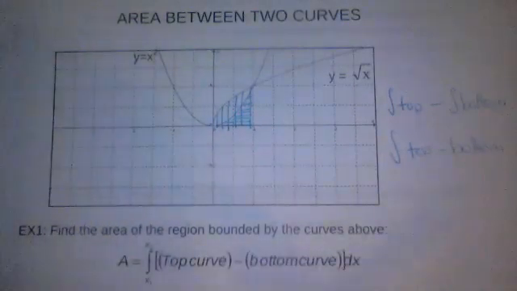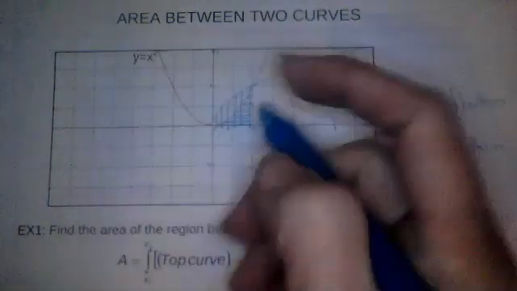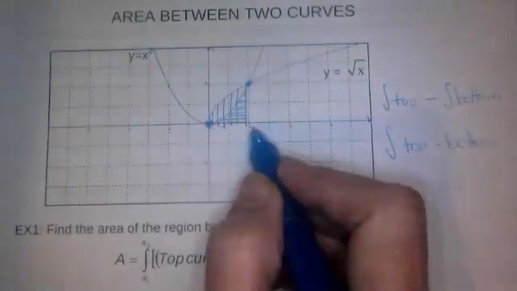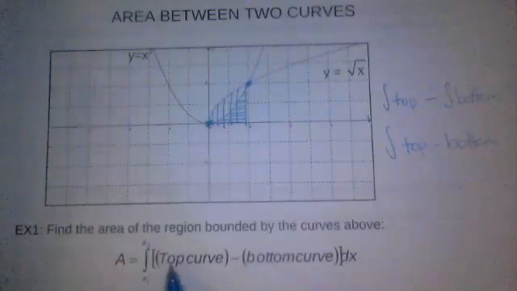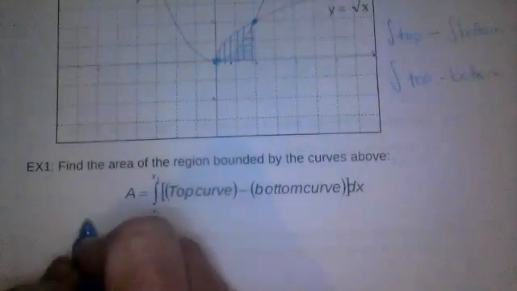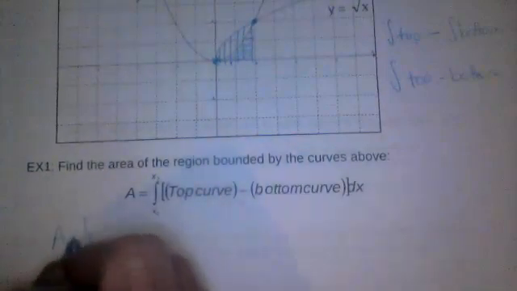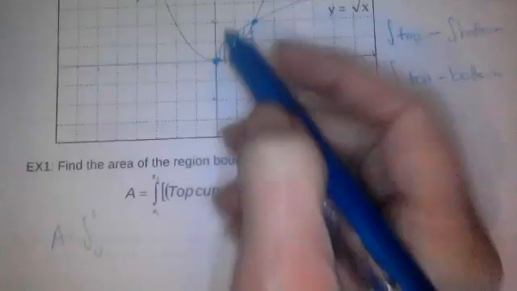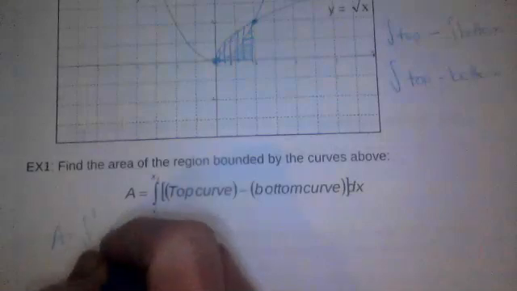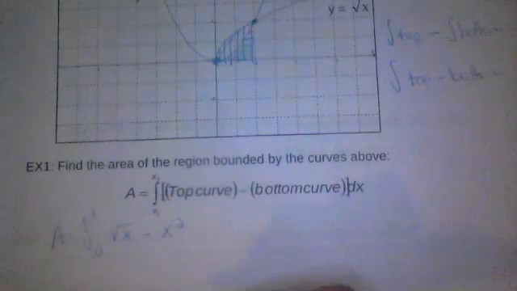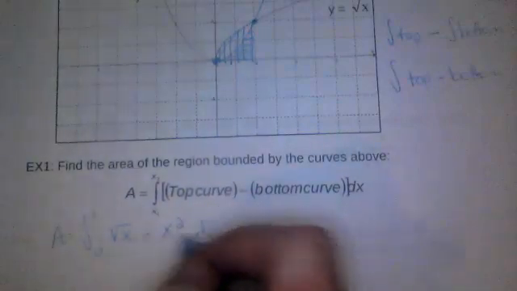To find the area of the region bounded by these two curves, we just take the integral of the intersection, which would be here and here, that's 0 and 1, of the top curve minus the bottom curve. So let's go ahead and give that a try. The area equals the integral from 0 to 1 of our top curve, which in this case was the square root of x, minus our bottom curve, which was x squared, with respect to x.